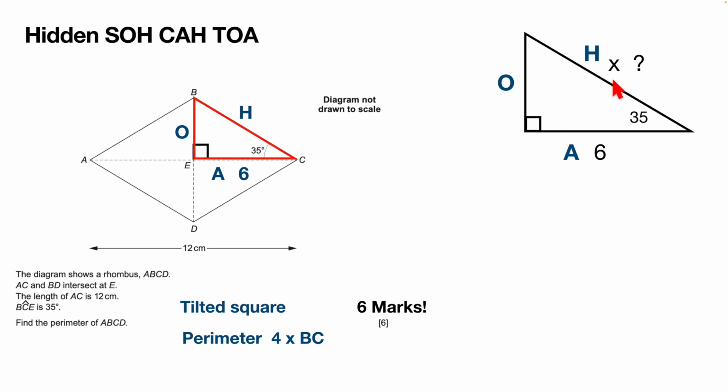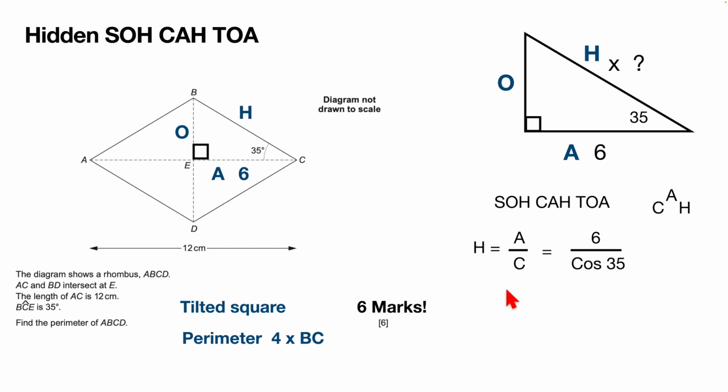We're trying to find this. We've got the adjacent and that angle, so let's have a look. We'll give it a bit of SOH CAH TOA. Use cos. Hypotenuse is A over C, and that's equal to 6 over, familiar numbers, 7.32. BC on here is 7.32. The perimeter is 4 times 7.32 is 29.3.